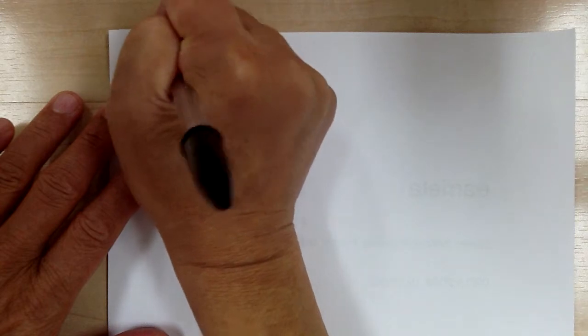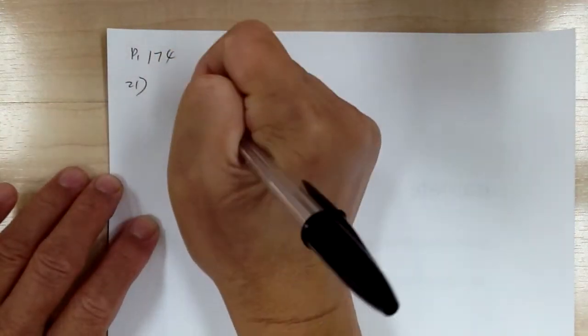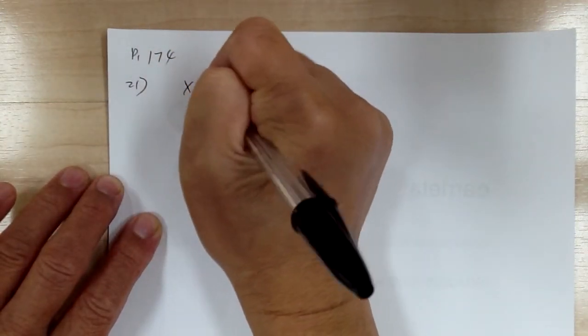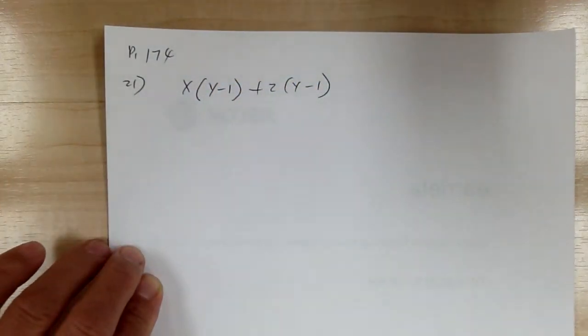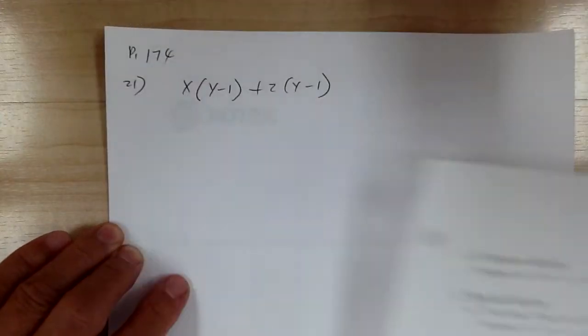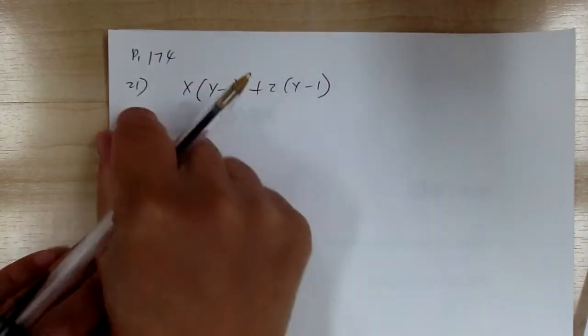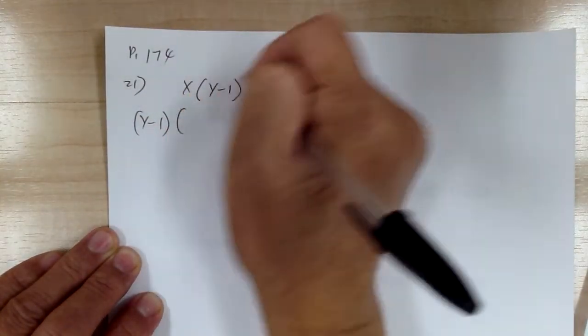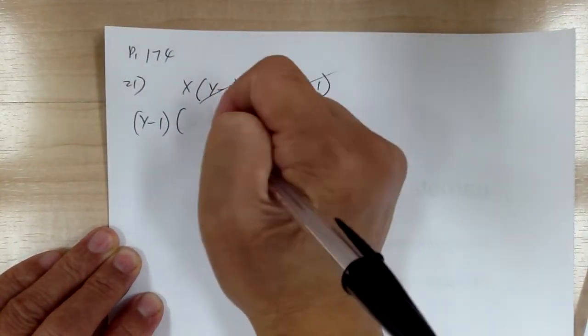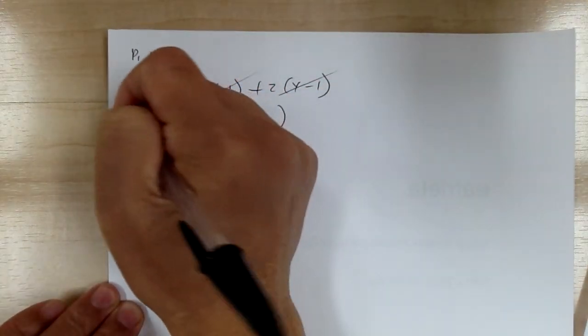Okay, let's go to 21. You have x times y minus 1 plus 2 times y minus 1. Again, step 1, common factor. What do they have in common? The group, right? So you can factor out the group. So you got y minus 1. And the leftover would be, so again, when you factor it, you take it out, it's gone, right? So it would be x plus 2. Okay, and that's it.